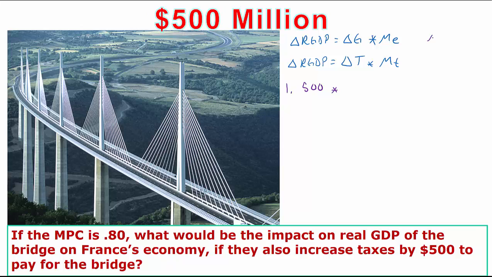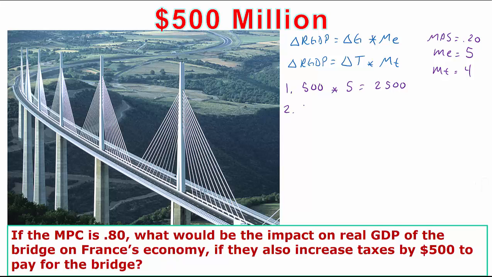MPC is 0.8. That means MPS is 0.2. The expenditure multiplier has to be 5 because it's 1 over 0.2. The tax multiplier has to be 4 because it's 1 less. Alright, so first, on the spending side, 500 times 5 is 2,500. So GDP is going to increase by 2,500.